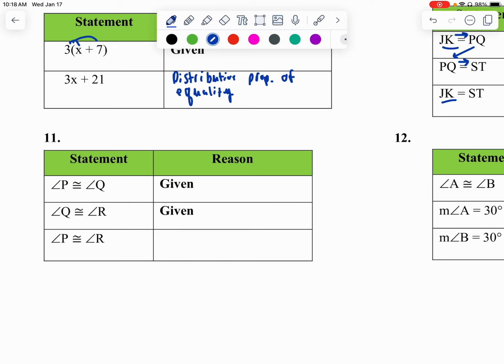Number 11 gives us a very similar kind of idea. It says angle P is congruent to angle Q is congruent to angle R, and angle P is congruent to angle R. So we have three angles that are congruent. This means that we can get rid of that middle angle. All three of them are going to be equal to each other. Or another way to say that is we're going to be using the transitive property. Substitution is also correct here.